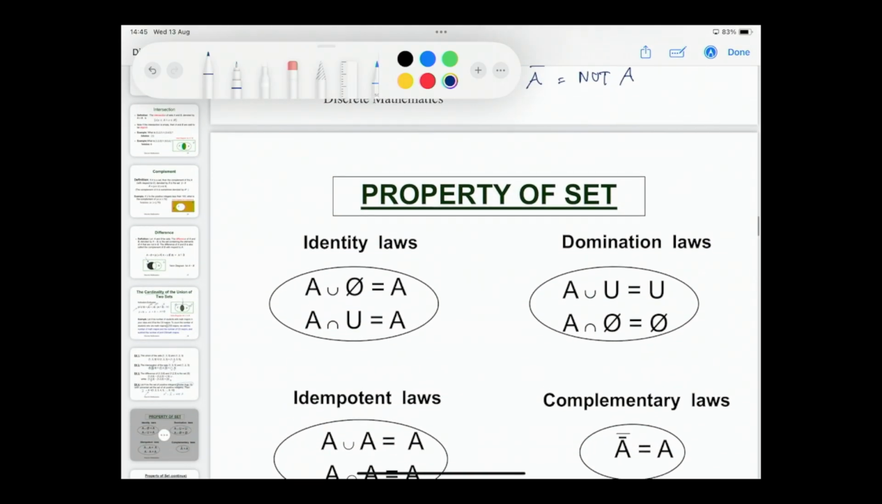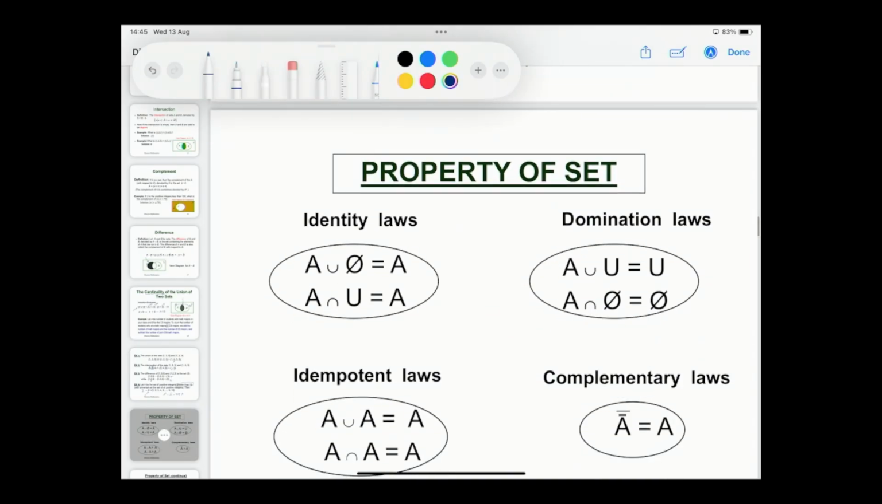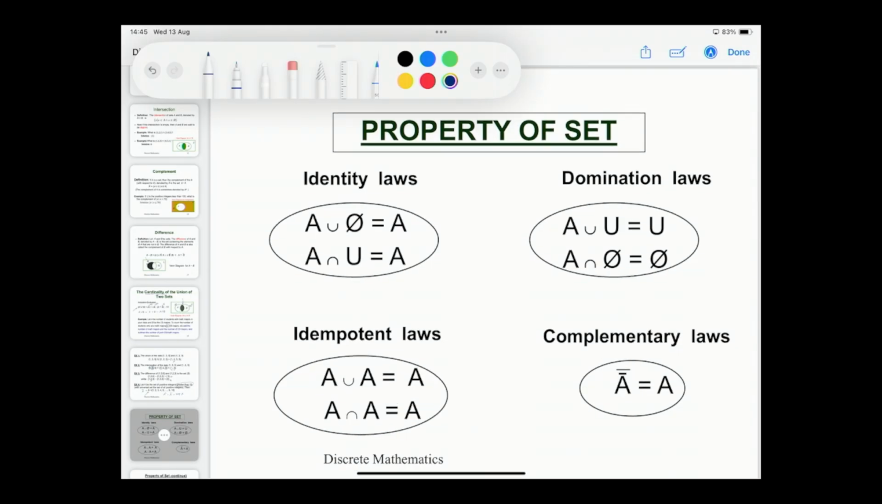There are corresponding laws, identity laws, domination law, and so on, for the set operation, similar to the logic discussed last week. Like set operation, A union with the empty set. Union means like OR, so that is A. A intersect with the universal set, then we got A. The result would be just the same as before.